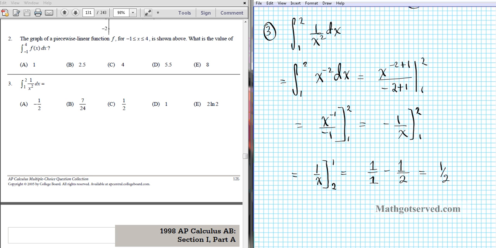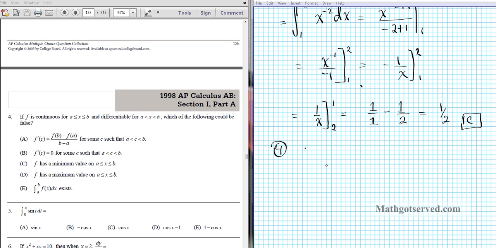Okay? So notice if you made a slight mistake with the signs, you would have had a negative 1 half, and then you have a problem. You would have selected this as the answer, which is actually wrong. Alright, so please be really careful when you're evaluating definite integrals with negative signs involved. Alright? Okay, let's move on to number 4.